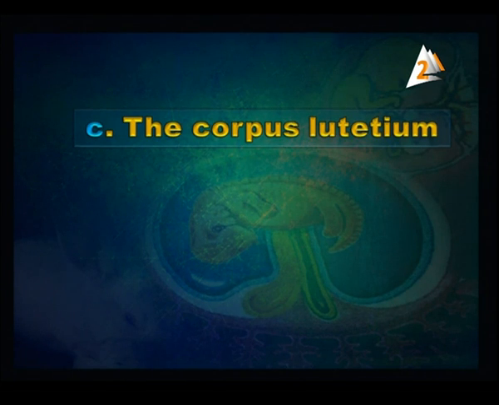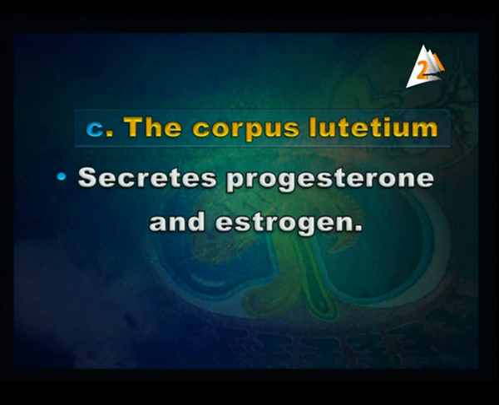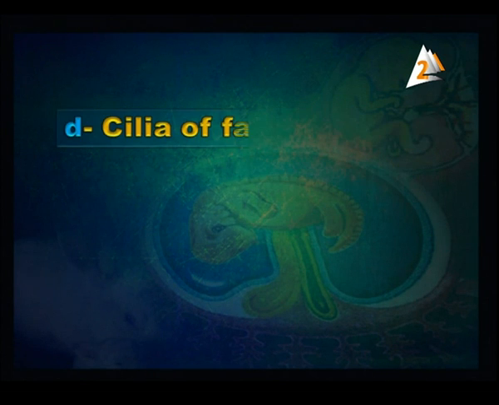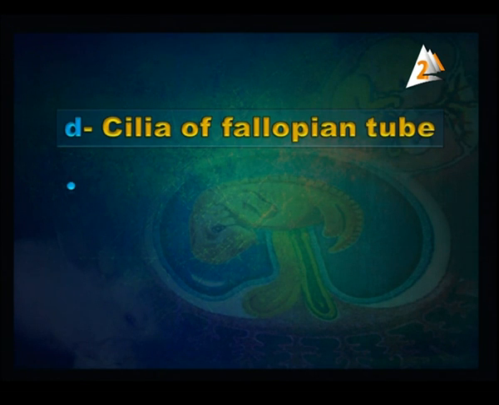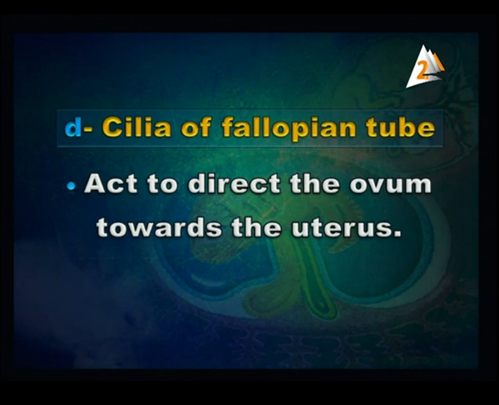Corpus luteum. What is the function of corpus luteum? It secretes progesterone and estrogen. Next, cilia of fallopian tube. You are right. They act to direct the ovum towards the uterus.